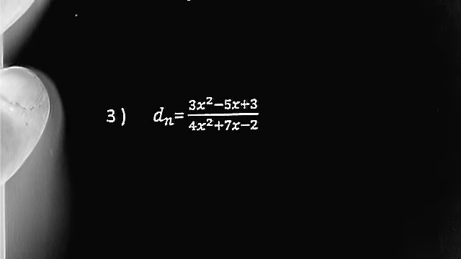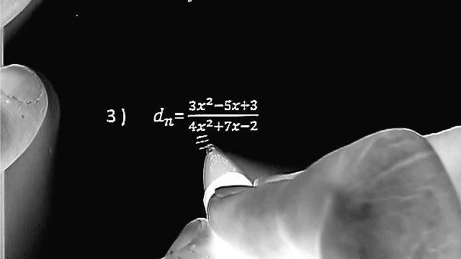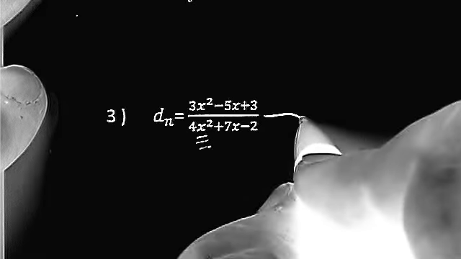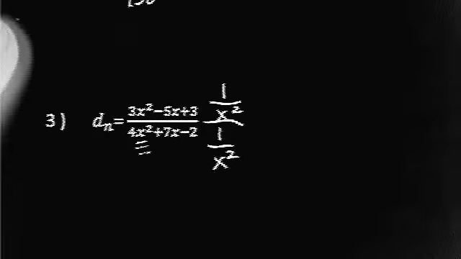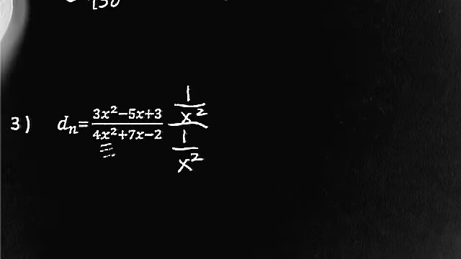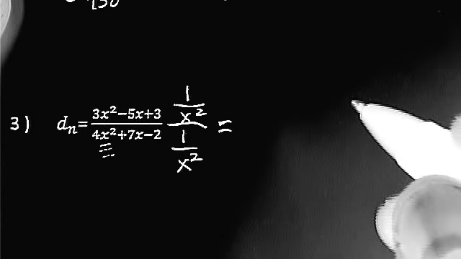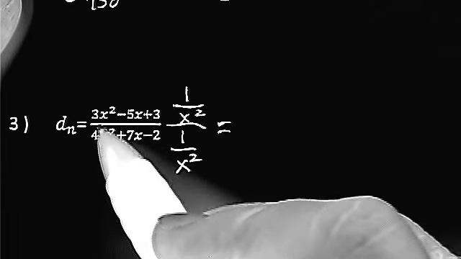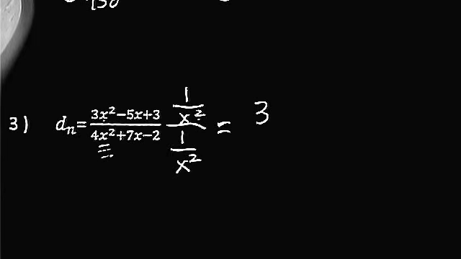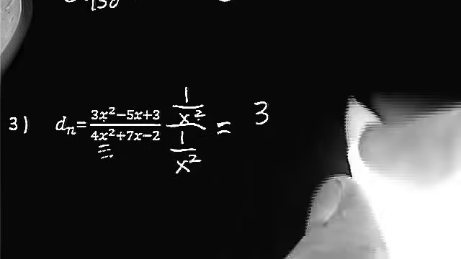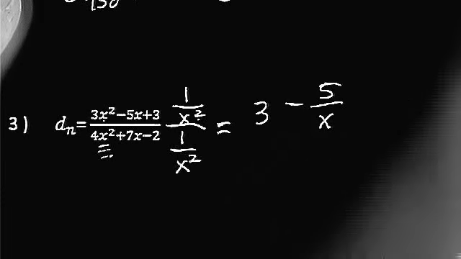Take the largest power. Here, I'll zoom in so you can see what I'm doing. Take the largest power of x in the denominator. That happens to be x squared. Really what you're doing is you're multiplying the top and bottom by 1 over x squared. Now, I'll show you. This is painful algebra, maybe for some of you, but once you understand it, it will get a lot easier. Okay, so 3x squared times 1 over x squared is just plain old 3, right, because the x squared terms cancel. And negative 5x divided by x squared, that is negative 5 over x.